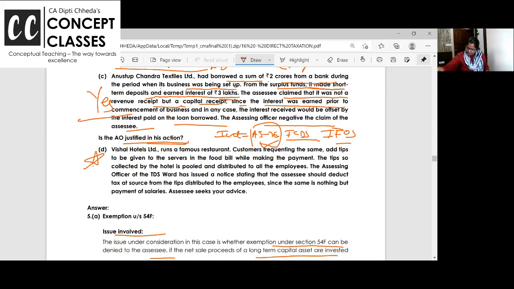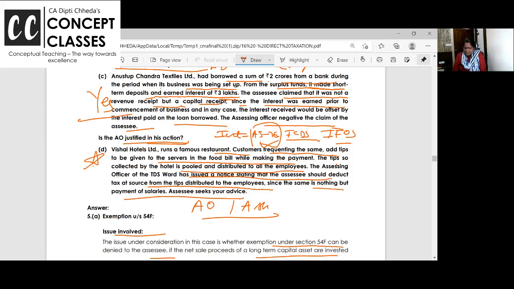पढ़ेंगे question? Vishal Hotels run a famous restaurant. Customers require the same, and tips given to the servers. The tips so collected are pooled and distributed to employees. Assessing officer of the TDS has issued a notice asking why you didn't deduct the TDS on tips paid to employees, since the same is nothing but a payment of salary. The SSC seeks your advice. साहब help करो sir, क्या करते? Who is right in this case? AO is right or SSC is right? Put your answers. Whatever you feel right, go ahead.